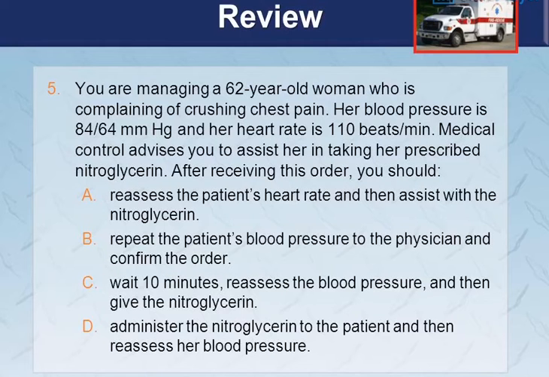Review. You are managing a 62-year-old woman who is complaining of crushing chest pain. Her blood pressure is 84/64 mm Hg and her heart rate is 110 beats per minute. Medical control advises you to assist her in taking her prescribed nitroglycerin. After receiving this order, you should reassess the patient's heart rate and then assist with the nitroglycerin.